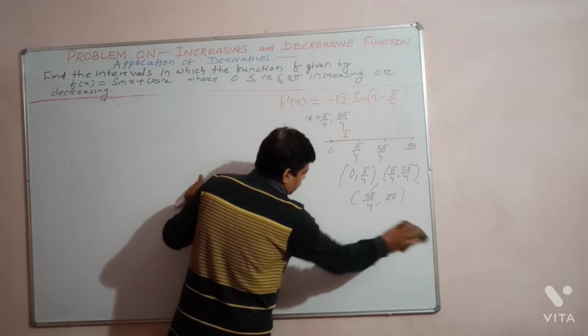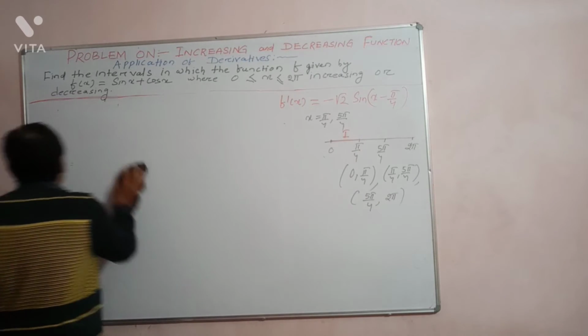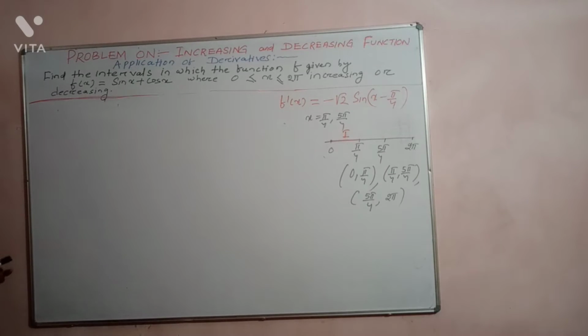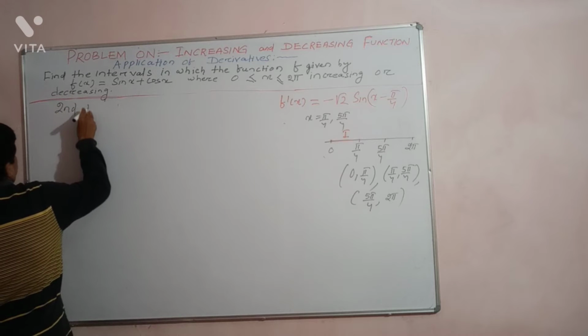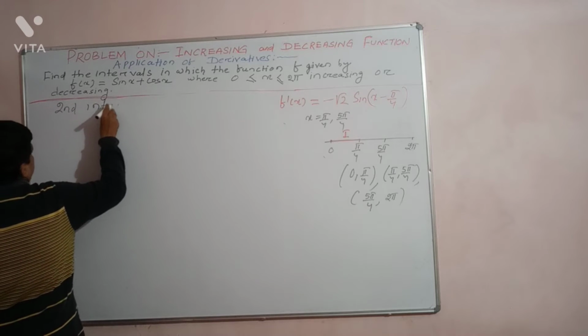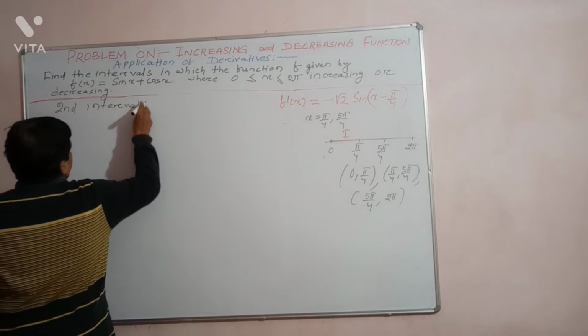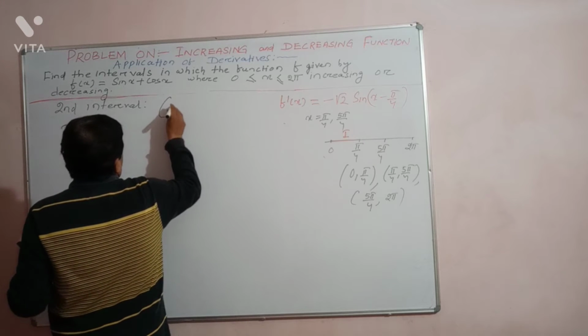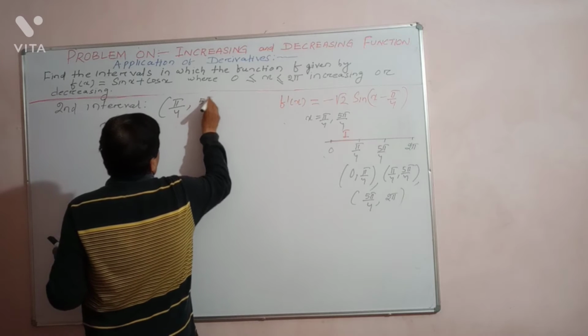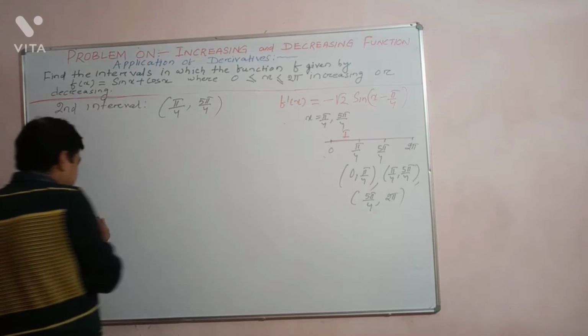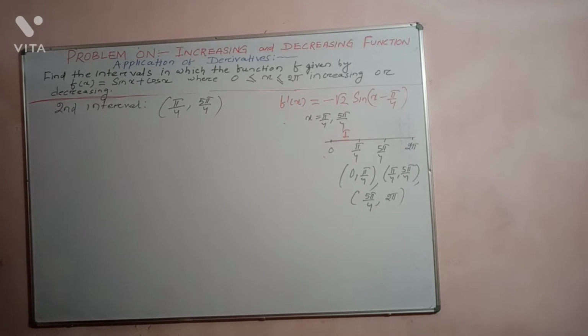So one point you got: in the interval 0 to pi by 4, the function is increasing. Is it clear? Now let us come to the second interval. What is the second interval? Another interval is pi by 4 to 5 pi by 4.